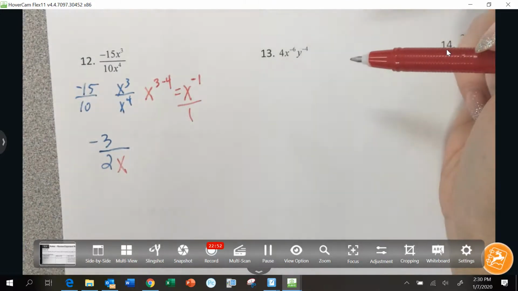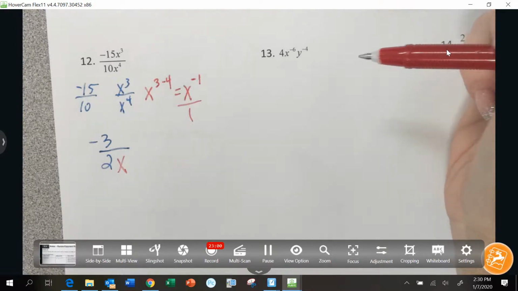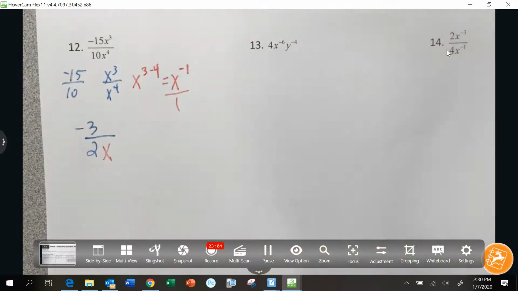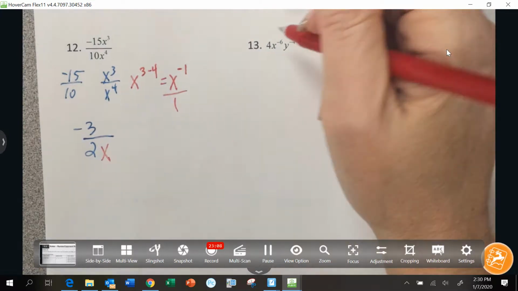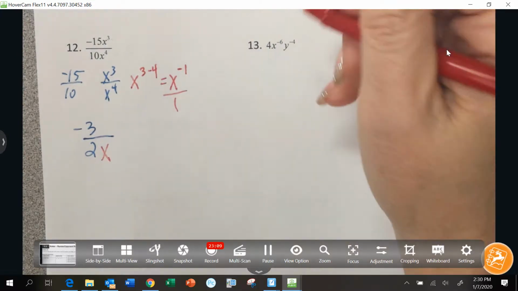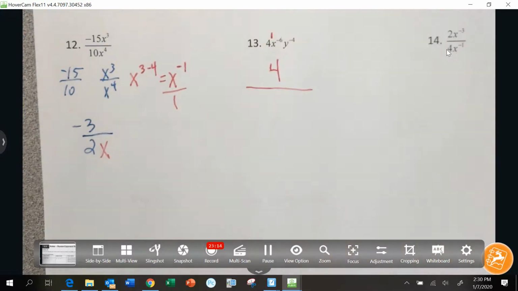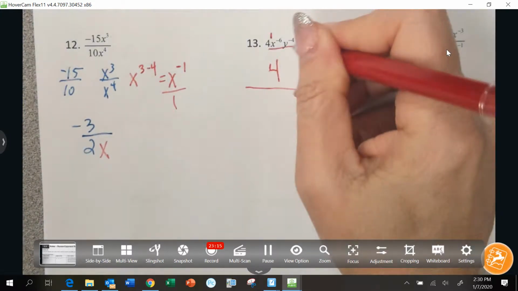We got a lot of negatives here. A whole bunch. I think I understood what you're saying. So the 4 does not have a negative exponent. What is the exponent for the 4? So the 4 stays up there. This is currently like over 1.